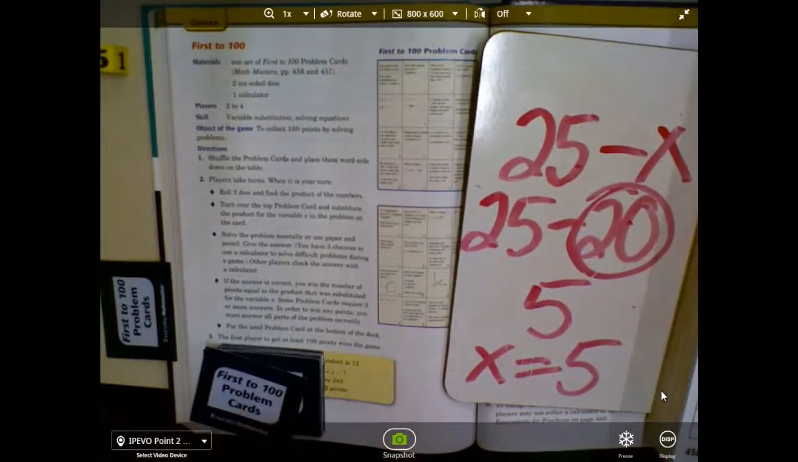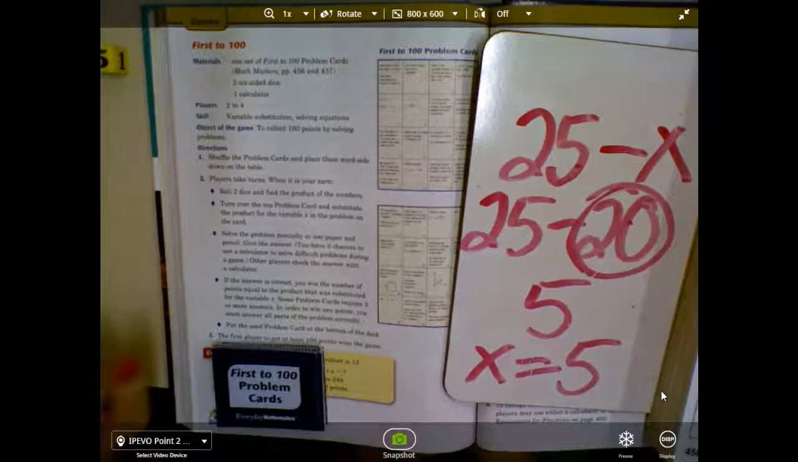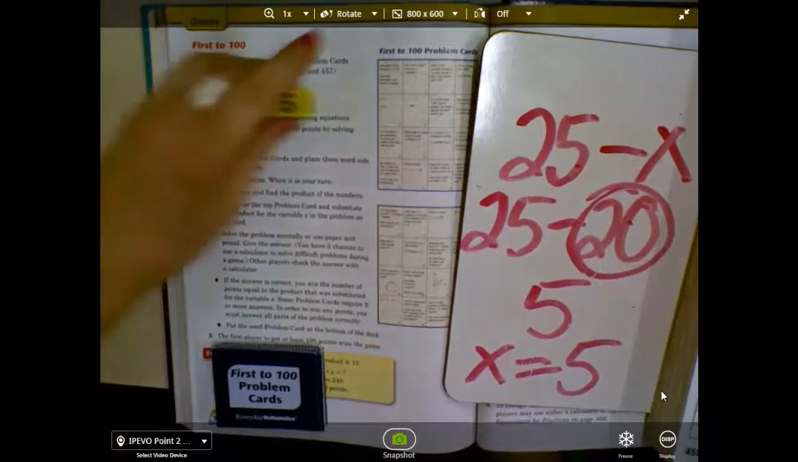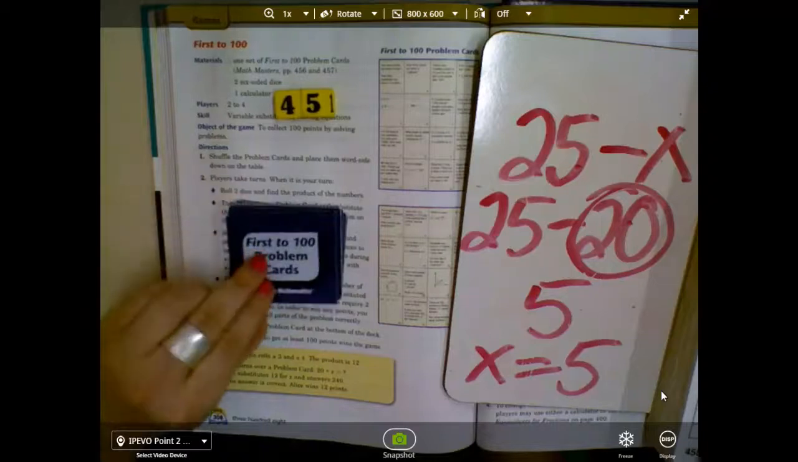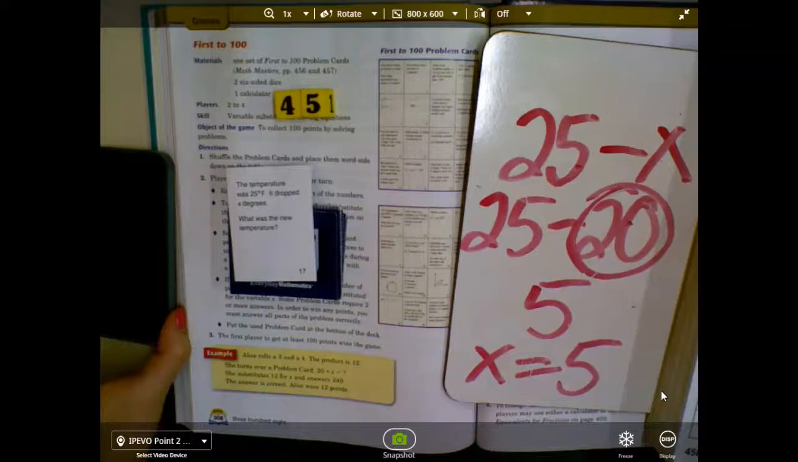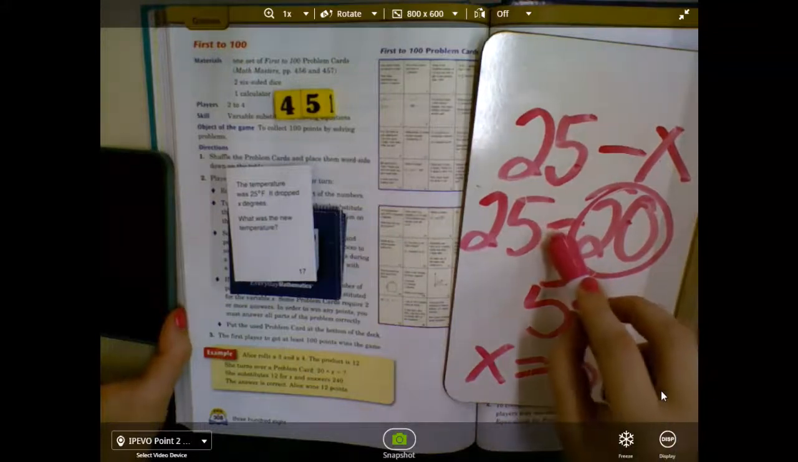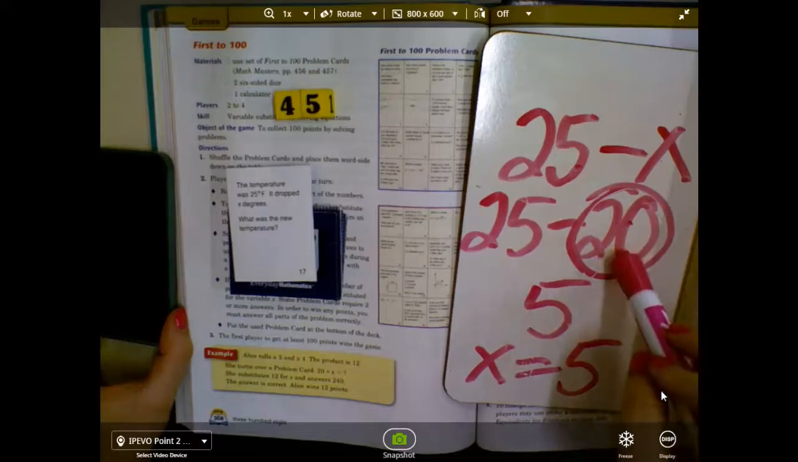So once again, the game is first to 100. You're going to play in not just partners, but groups of 2 or 3. You'll need dice to find the product. You'll need the first to 100 cards to flip them over and read your questions. You'll need a calculator, and you'll need a whiteboard so that you can work out the problems. If you get the problem correct, the correct variable that you substituted will be your score.